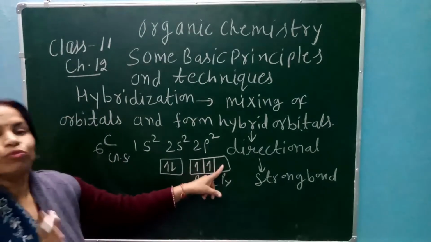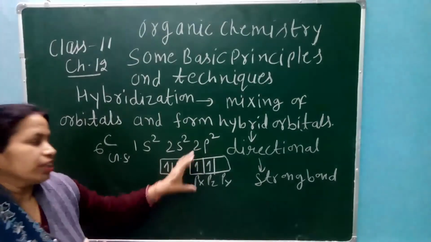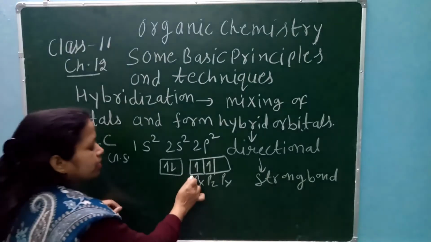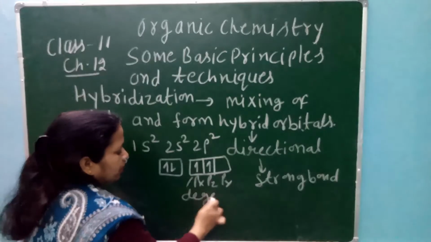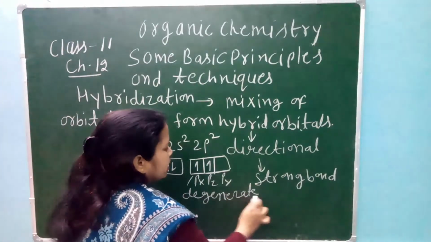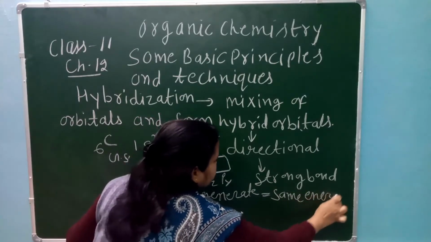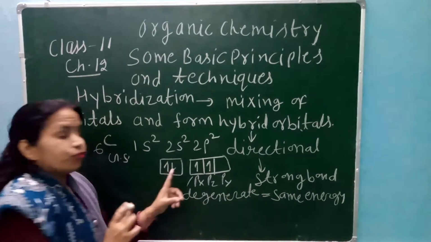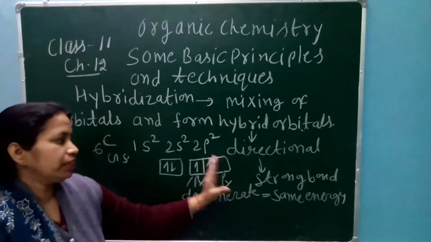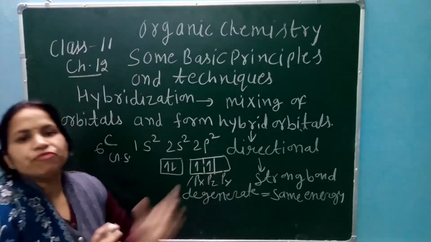ये हम एक साथ ब्लॉक क्यों बनाते हैं? These are degenerate. Degenerate means जिनकी एनर्जी सेम होती है. तो 1, 2, 3 those have same energy. Okay, तो this is called the degenerate energy level. What is the meaning of degenerate? Those have same energy. So we have to fill one electron in all degenerate energy levels. Then pairing starts. Pairing हम बाद में करते हैं, पहले एक इलेक्ट्रॉन यहाँ फिल करते हैं.